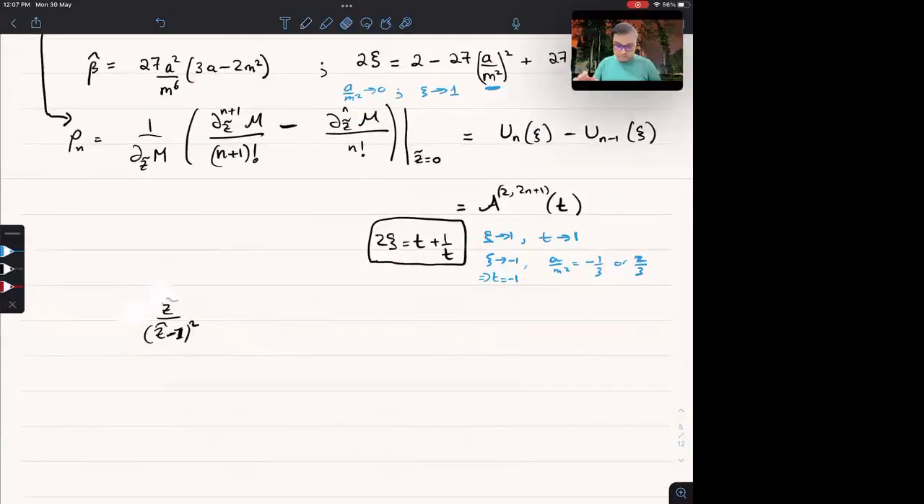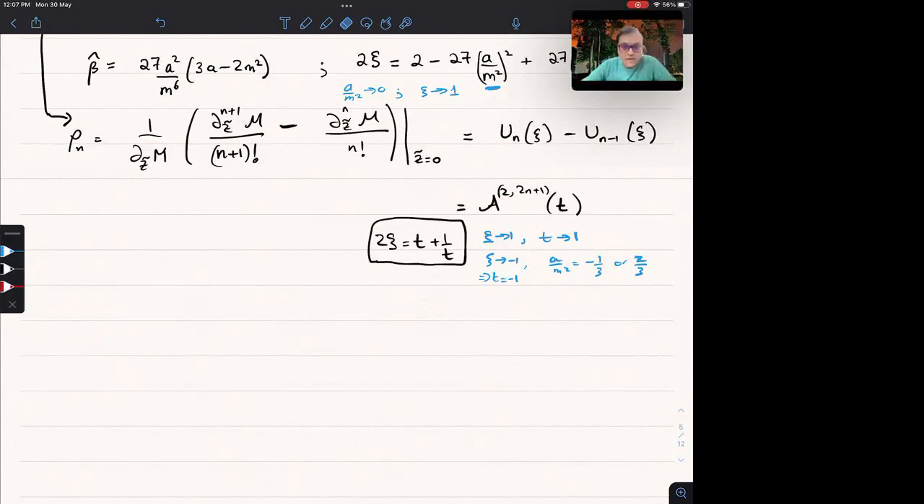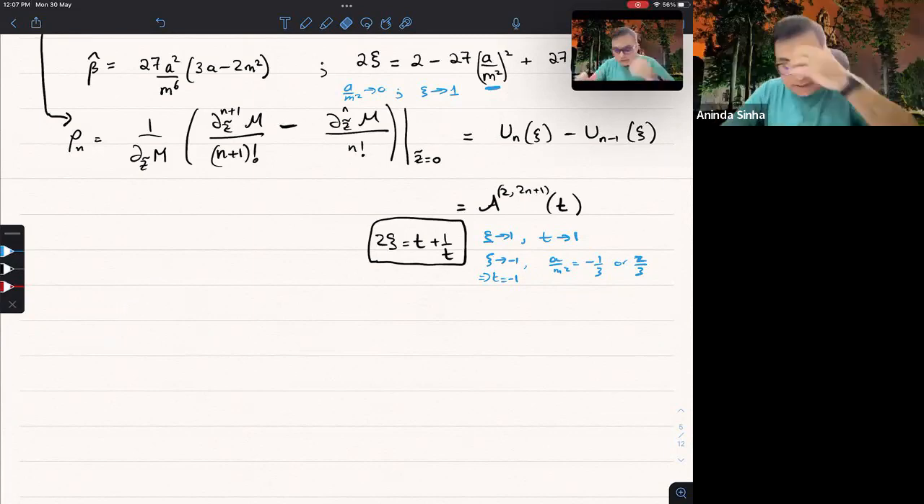So Aninda, just one question. So far, the connection with the knot seems a bit not a natural connection. Yes, that is a fair criticism.